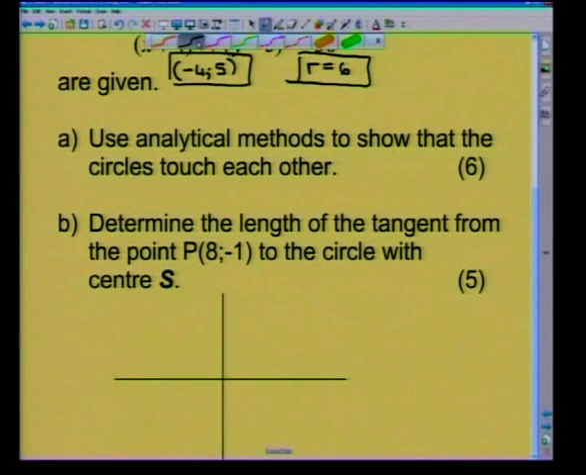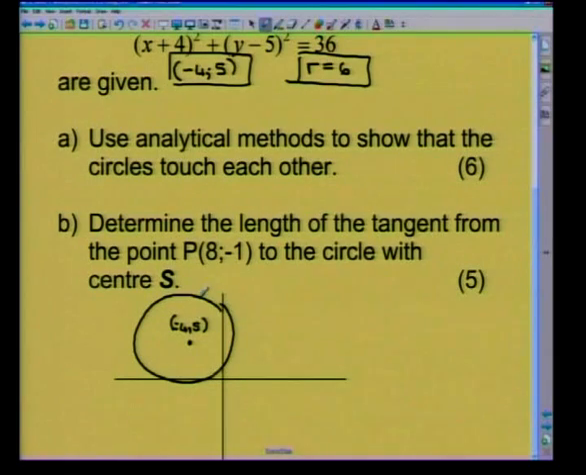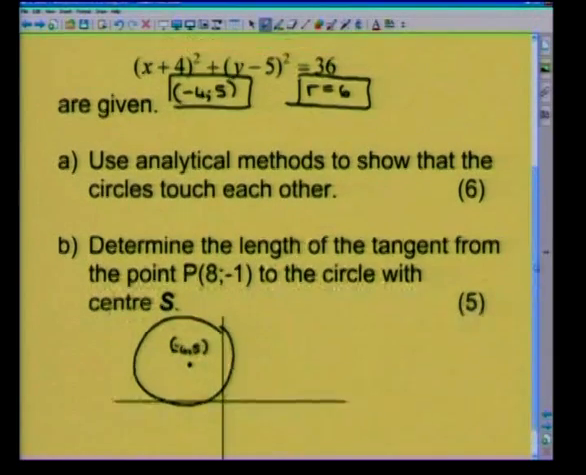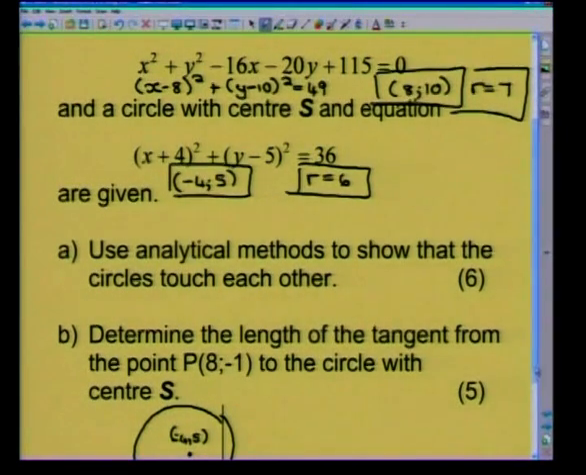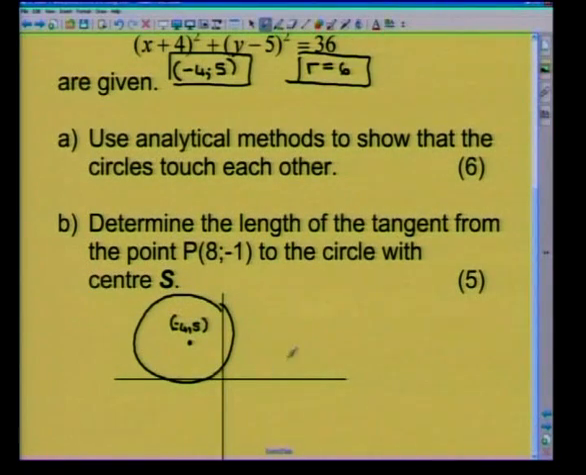Remember I said to you it's always a good idea, if possible, to have a picture. So minus 4, 5 about here, and we want a radius of 6 over there somewhere, and the other one we have 8, 10, and a radius of 7. So over here we have 8, 10, and a radius of 7.